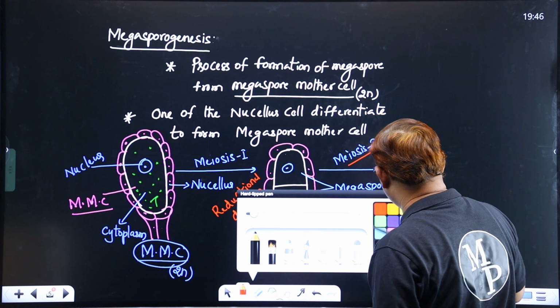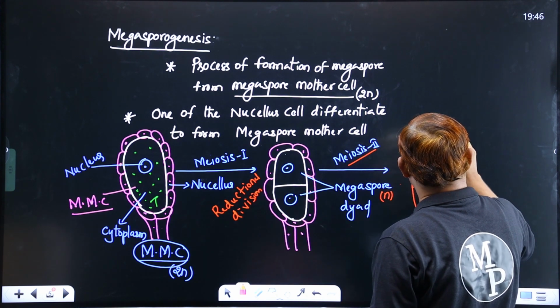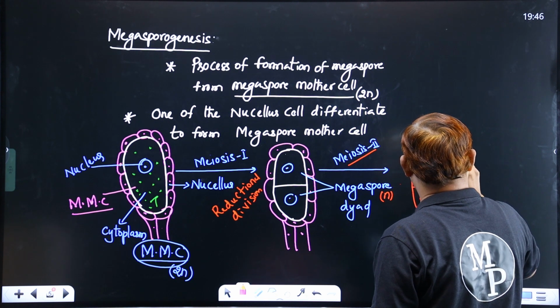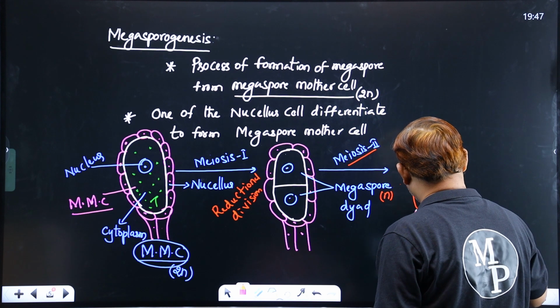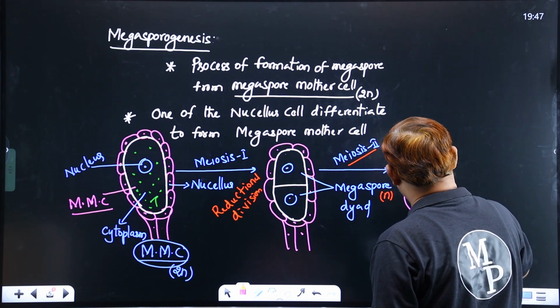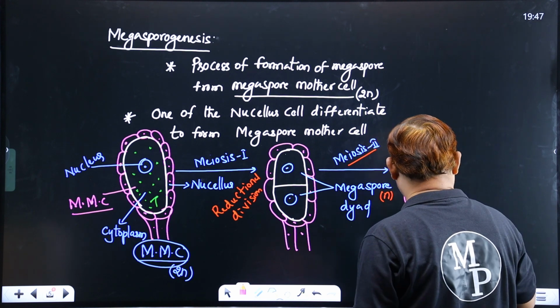All the megaspores are arranged in a linear type of arrangement. Linear tetrad. Very, very important. Linear tetrad. Be careful, all of you. This is a linear tetrad.